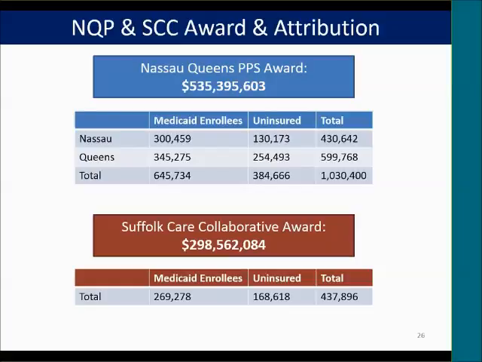You can see that we have over 1 million people that are attributed to the Nassau Queens PPS. About 645,000 of them are Medicaid enrollees, and about 385,000 are uninsured. And actually, what's interesting is we have every single person in Nassau County attributed to us. We're the only PPS operating in Nassau County, and so every Medicaid life and every uninsured person, and I think the uninsured was based on census data, was attributed to Nassau.